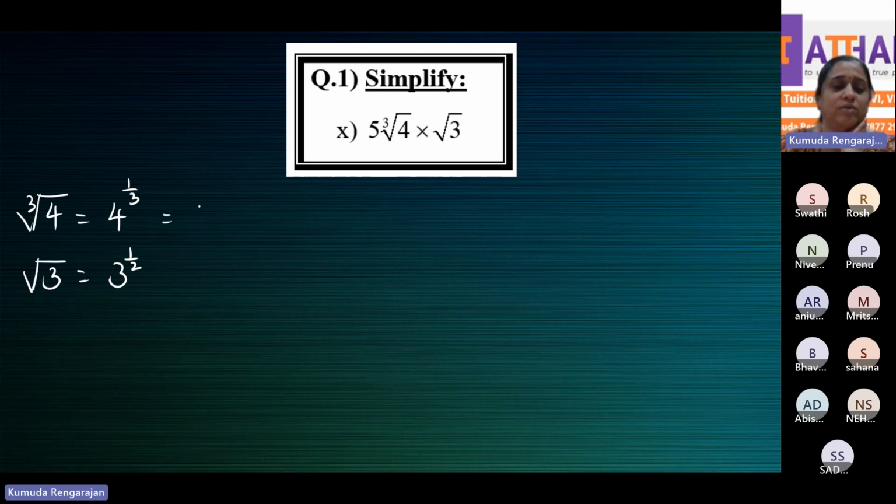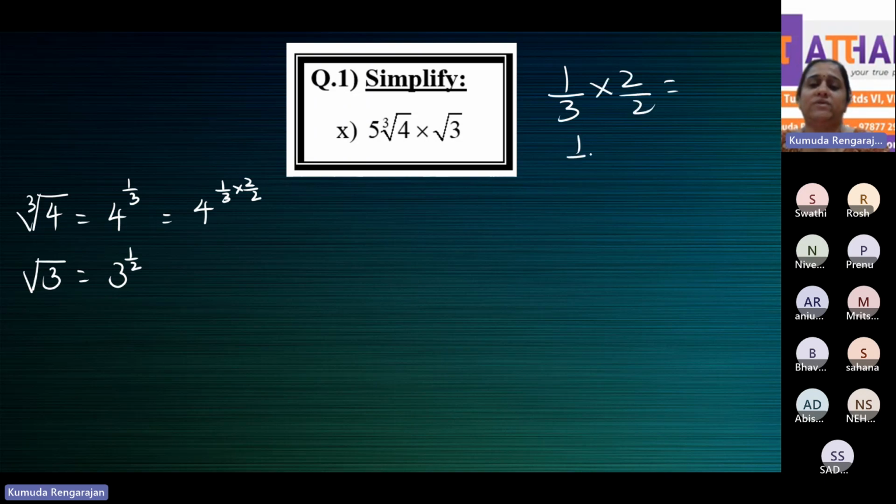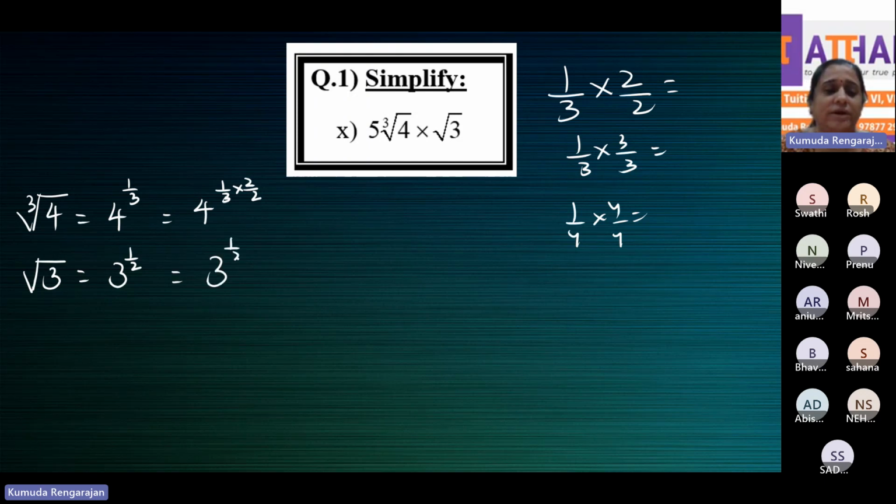So this is equal to 4 to the power 1 by 3 into 2 by 2. Equivalent fractions. You've been doing this in 4th standard also. Your teacher will tell you, write 4 fractions equivalent to 1 by 3. Don't you remember doing this? Then you will write 1 by 3 into 3 by 3, then 1 by 4 into 4 by 4. I'm sure you've already done this sum. So like that here into 2 by 2. And in here it will be 3 to the power 1 by 2 into 3 by 3.